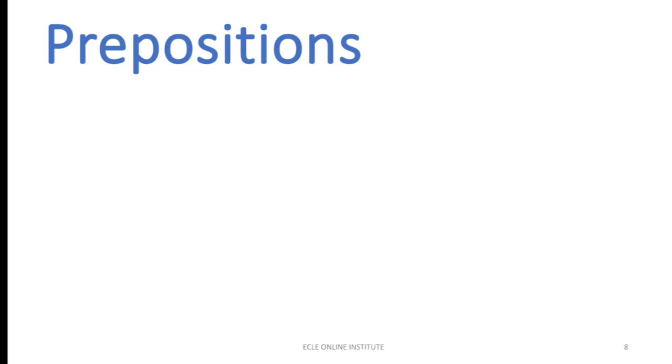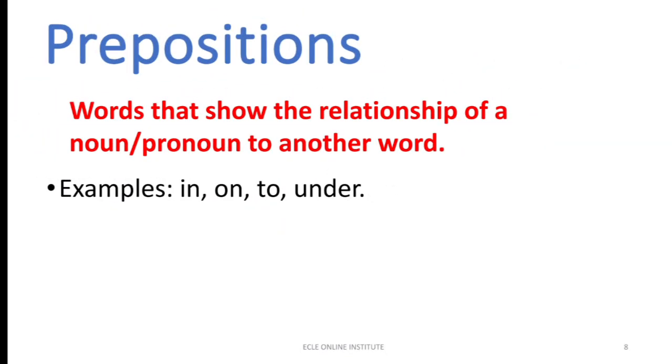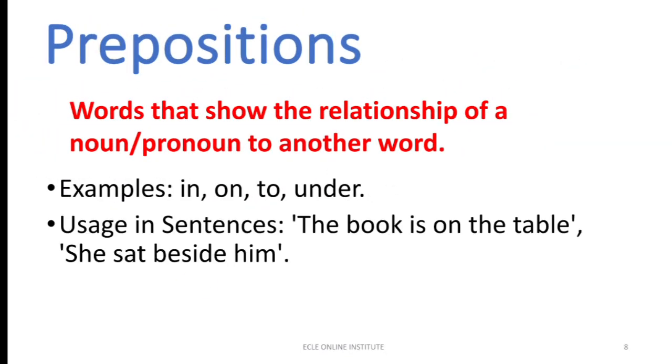Next is prepositions. What is a preposition? A preposition is a word that shows the relationship of a noun or pronoun to another word. It shows the relationship. For example, in, on, to. Other examples are used in sentences like the book is on the table. She sat beside him. So in the table example, on is the preposition, and beside is a preposition.